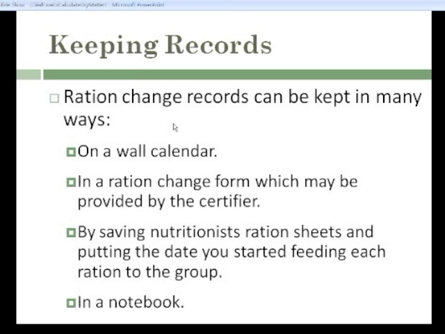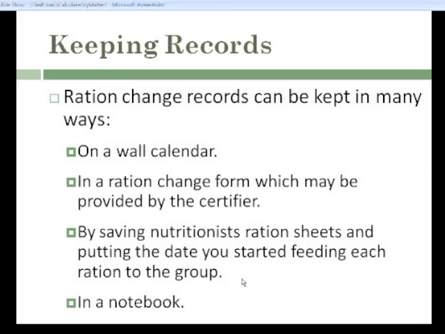And a lot of the complexity in these records will depend on how complicated the feeding system is on your farm. I've certainly seen quite a few farmers keeping these records right on a wall calendar in the barn. Things as simple as writing how many pounds of each type of feed is being fed, or how many pounds of each ingredient is being put in the mixer wagon for a TMR. Then some of the certifiers are already sending out ration change forms, which you can use to keep track of the number of pounds of each ingredient each time you change the ration.